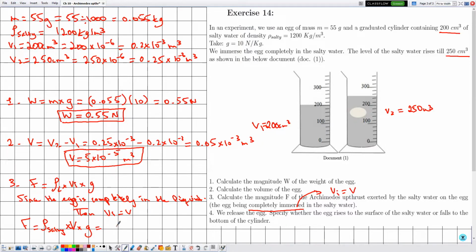Now rho salty is given by 1200, and the total volume is given by 5 times 10 to the power minus 5, and the value of G is given by 10. Plugging this into the calculator, the value of F is given by 0.6. Since everything is expressed in the SI, the value of F is expressed in newtons. So F is equal to 0.6 newtons. Then let me write that the value of the weight is 0.55 newtons, and the value of F is 0.6 newtons.